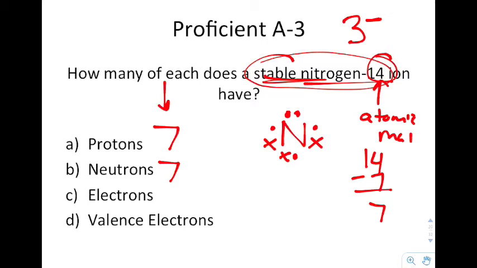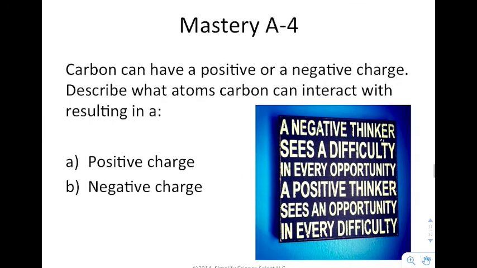But because I have 3 extra electrons, now I have 10 total electrons. And I have 8 in the stable. In order to be stable, I have 8 valence electrons. Next it says carbon can have a positive or negative charge.